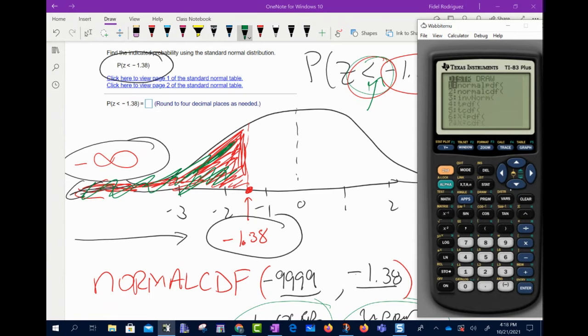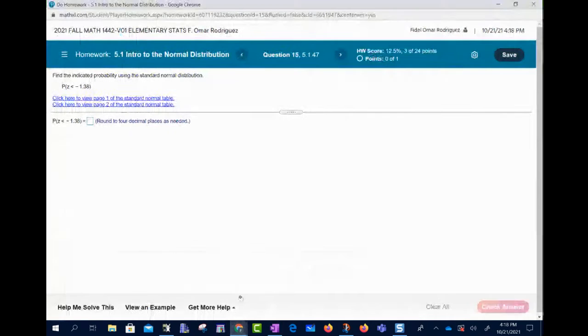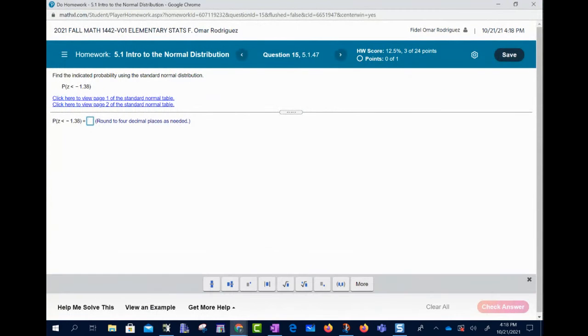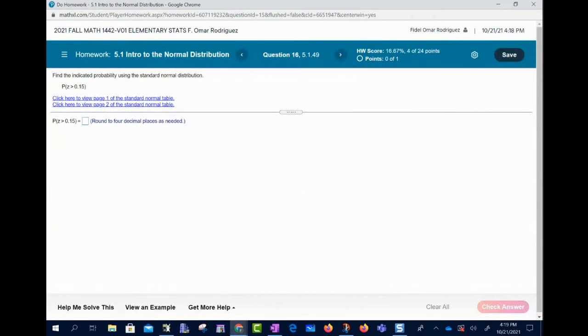Let me try it again. Second vars. Normal CDF. Here we go. -9999, comma, -1.38. Close it off. Hit enter. And there we go. We're coming up with 0.0838 because we're going to 4 decimal places. So 0.0838. Then I'm going to type in 0.0838, check my answer, and we got it, right?